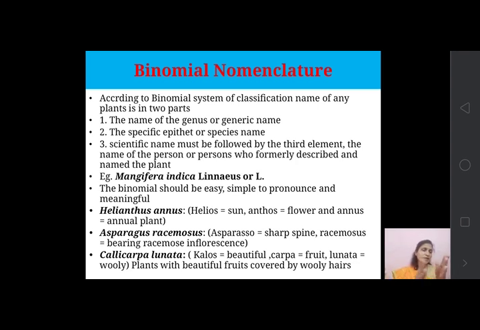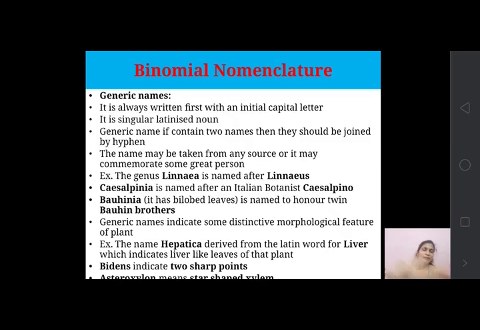Then the second name is the species name. We will see later that the species name always starts with a small letter and it is written next to the genus name. The genus name is always written first, before the species name, and it starts with a capital letter. It is a singular Latinized noun. All these names are in Latin and in singular form.